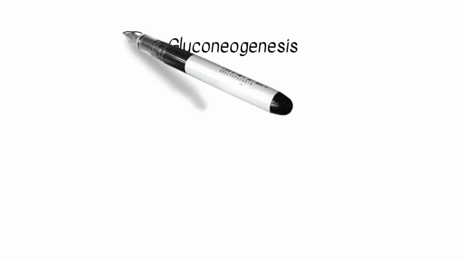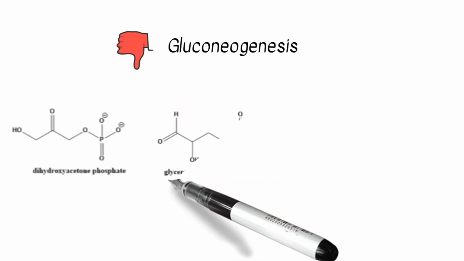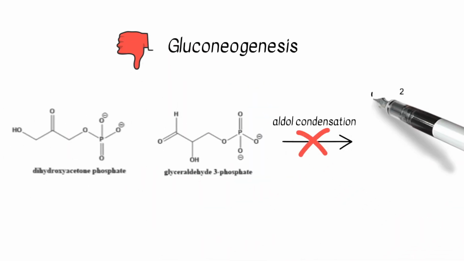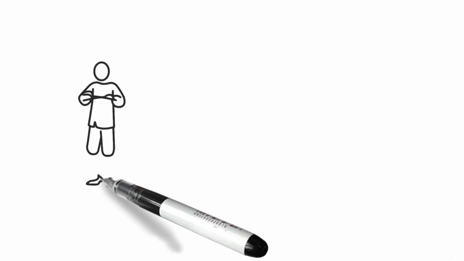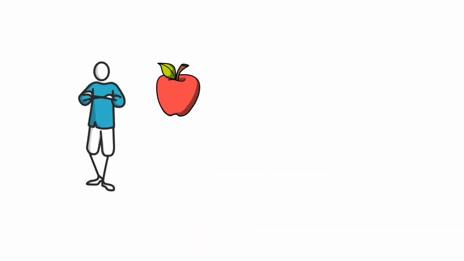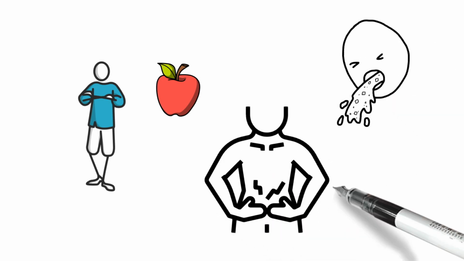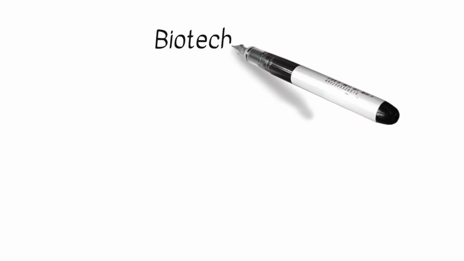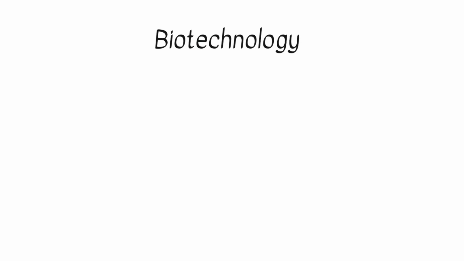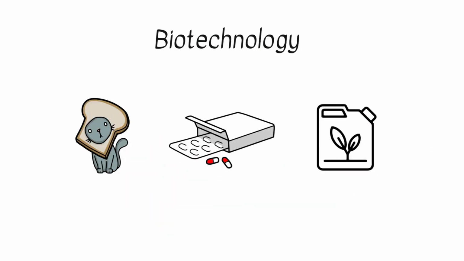Aldolase B deficiency also causes impaired gluconeogenesis, since dihydroxyacetone phosphate and glyceraldehyde 3-phosphate cannot be condensed to form fructose 1,6-bisphosphate, which worsens the issue. People who have HFI usually develop a strong dislike for sweets and fruit. After eating foods containing fructose, they may experience symptoms such as severe abdominal pain, vomiting, and low blood sugar, or hypoglycemia. Aldolase also has many biotechnological applications, and serves as a potent biocatalyst in the food, pharmaceutical, and biofuel industries.